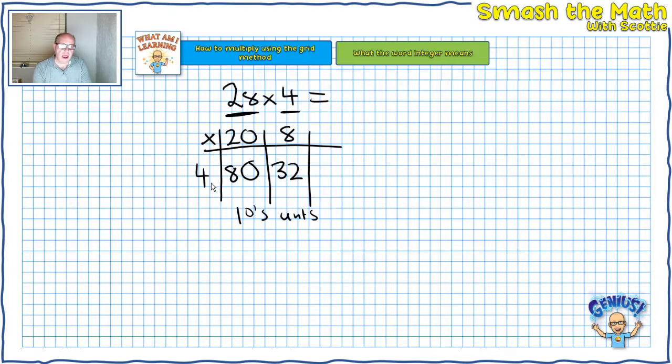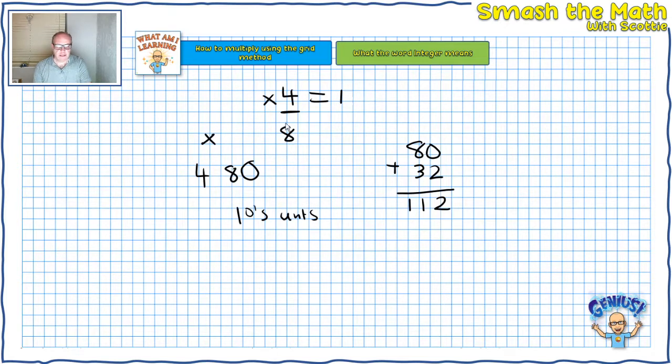And then everything in our grid here, we're just going to add together now. And obviously there's different ways of doing that, but I like to do it column way. So 0 plus 2 is 2, and 8 plus 3 is 11. So 28 times 4 is 112. Okay, and that's the grid method in essence. I'll do one more example, a bit trickier, and then I've got some for us to practice. Okay, so let's get rid of all of this.